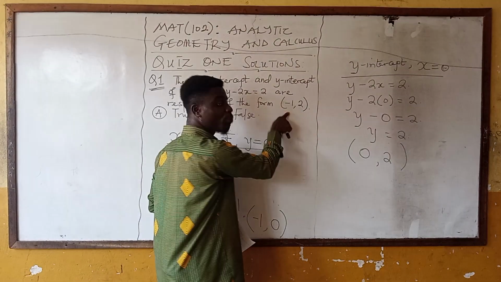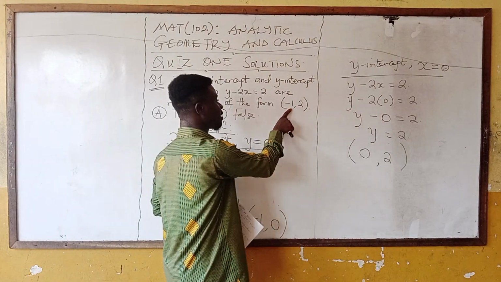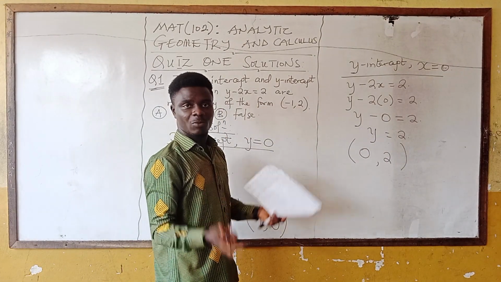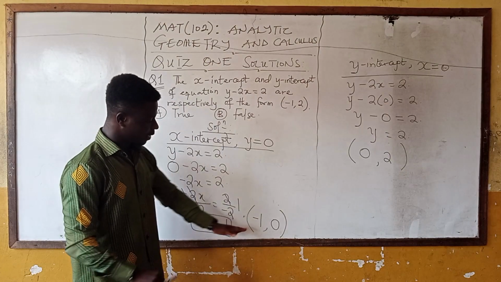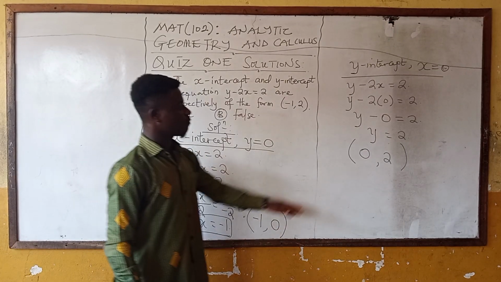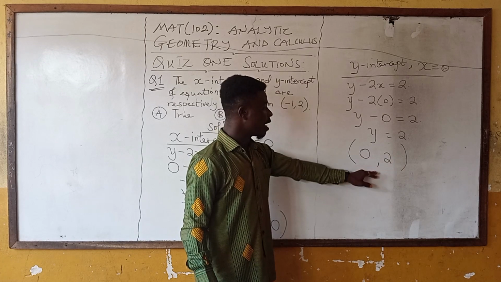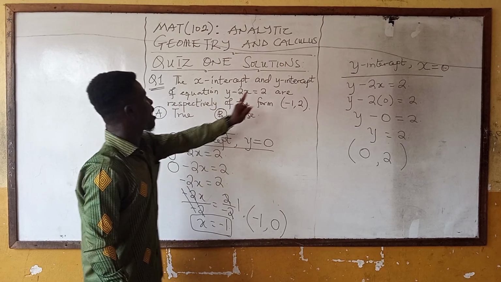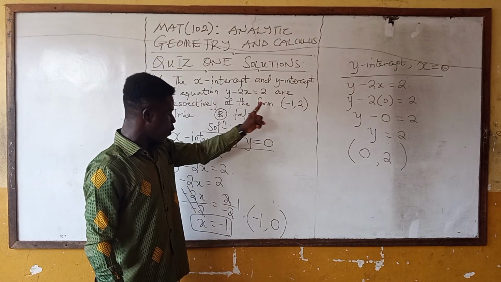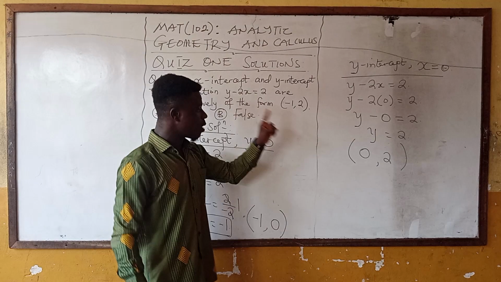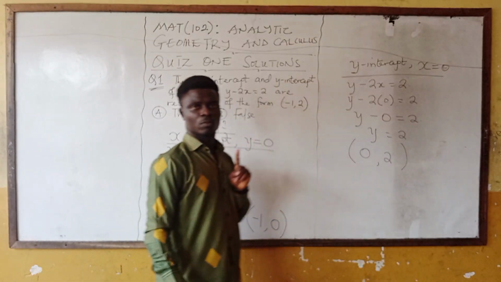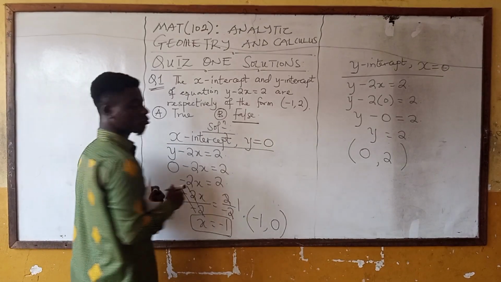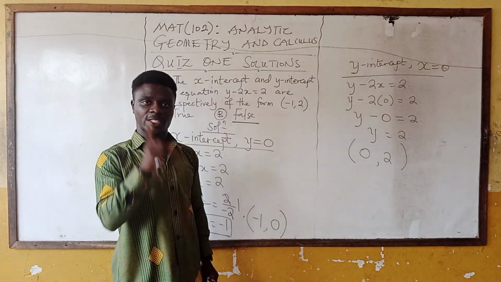When you are plotting this point on a graph sheet, which is -1, 2, this one is a point. They are not the x-intercept and the y-intercept. Your x-intercept is -1, 0, then your y-intercept is 0, 2, which means that it was supposed to be framed as respectively of the form -1, 0 and 0, 2. Right. So the correct option is false. The correct option is false.